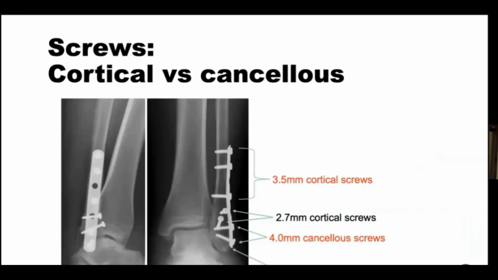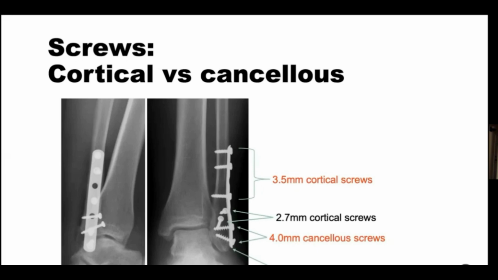So on this x-ray, you can actually see the difference. This patient had a distal fibula fracture that was treated with two lag screws, those oblique screws that you see on the lateral and on the AP, and then a neutralization plate. Proximally in the fibular shaft, cortical screws were used. And distally, in the more cancellous bone, which is less dense in the distal fibula, 4.0 millimeter cancellous screws were used.